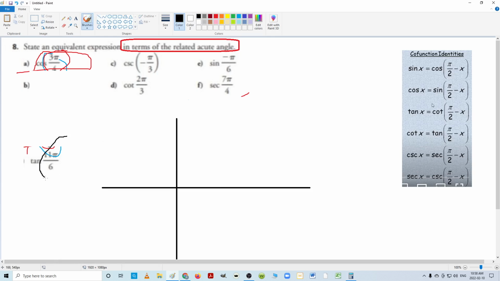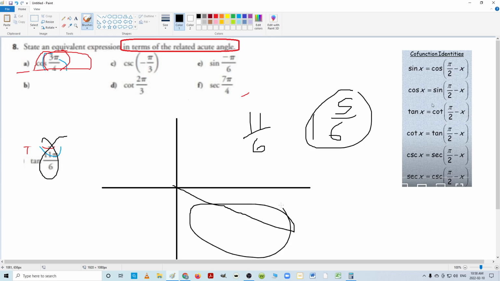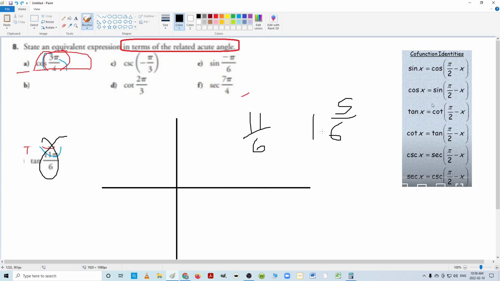Well, what is pi 11 over 6? It's more than 1. It's 1 and 5/6. That's quite a bit. That looks like it's almost 2. So immediately guessing, I'm going to say it falls in this quadrant here. But let's make sure. Let's do two things.